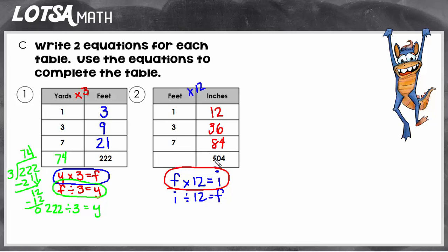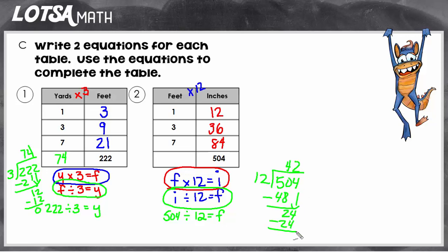The last one, though, I know the inches. I need to find the feet. So the equation that's going to help me is this one, where I'm looking for the feet. So then I just have to fill in 504 where the i was. So I have 504 divided by 12, and that's going to give me my number of feet. So over here, I'm just going to do the math. So my answer will be 42.